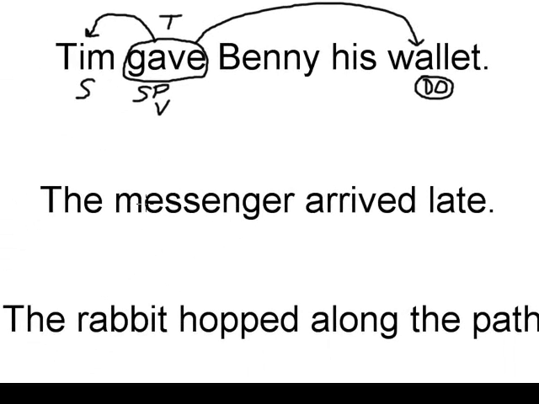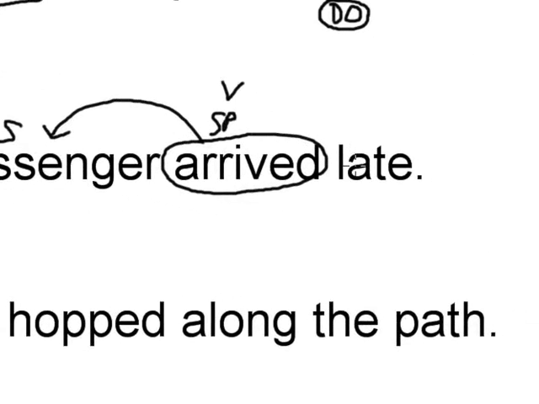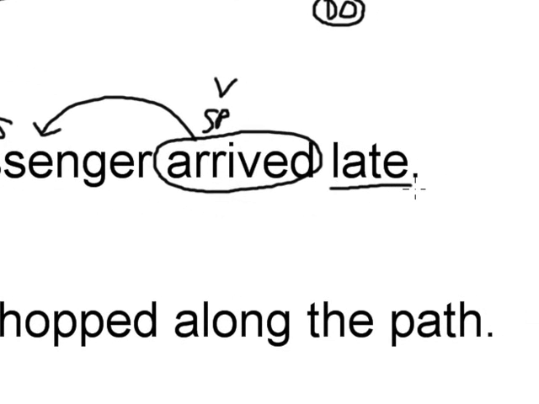Let's look down here. The messenger arrived late. Let's find the verb. Arrived. Who did the arriving late? The messenger did. That's the subject. There's my simple predicate, or my verb. All right, then we have this. Does it answer the arrived what or arrived who? No, it answers the question arrived when. All right, this word here, late, is an adverb. It tells you when he arrived.